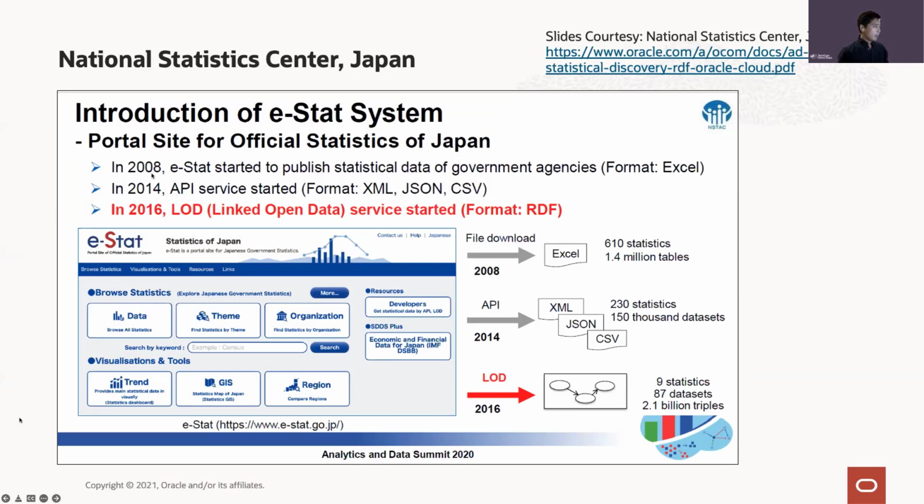They have been publishing their data since 2008, but at that time they were publishing Excel data sheets, and then they started publishing API services using XML, JSON, CSV format. In 2016, they started using RDF format, and they call it linked open data. So they still have Excel and XML data formats, but a part of the data is published in LOD RDF format.